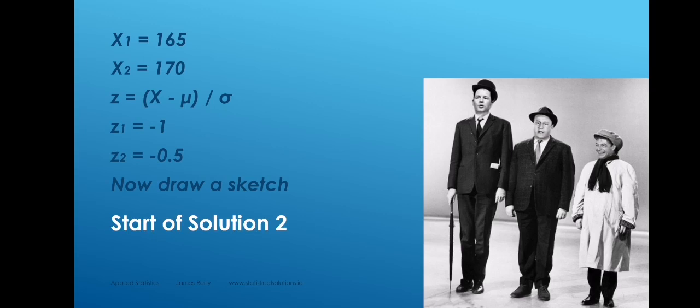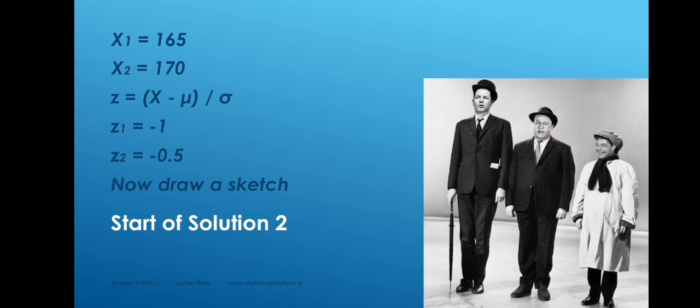So the z1 score is 165 minus 175 over 10, which is minus 1. And the z2 score is 170 minus 175 over 10, which is minus 0.5. On each occasion, we substituted the relevant value of x into the formula. We also substituted mu and sigma to find the z-scores. Now, both of these z-scores are less than 0, they're negative, and of course they should be, because the two values we're dealing with are both below the mean.